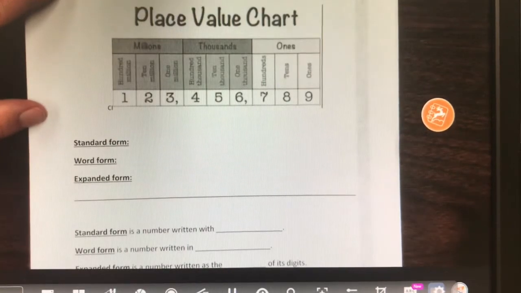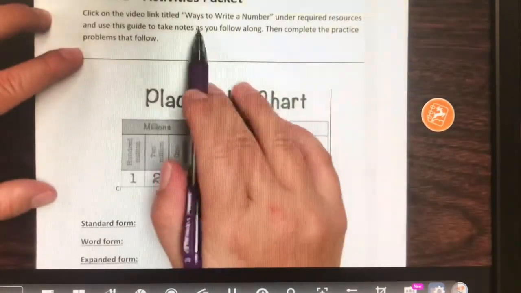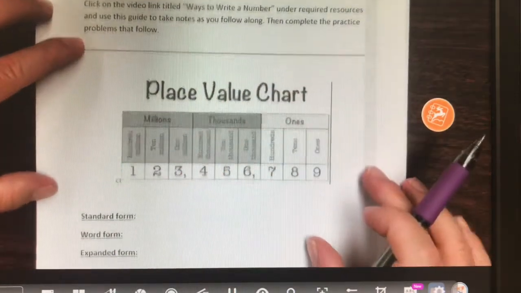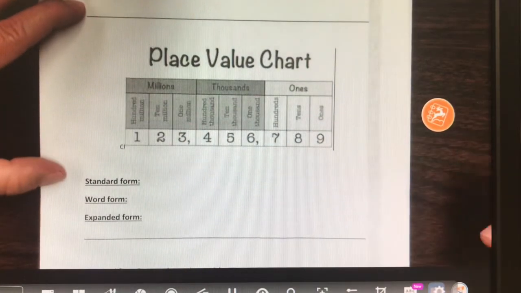Okay guys, in this lesson we are going to learn about the ways we can write a number. So hopefully you have this printed off and you're ready to take notes.